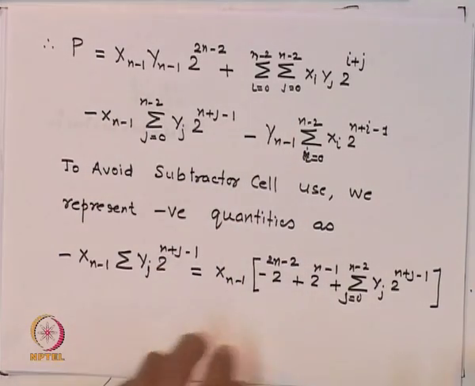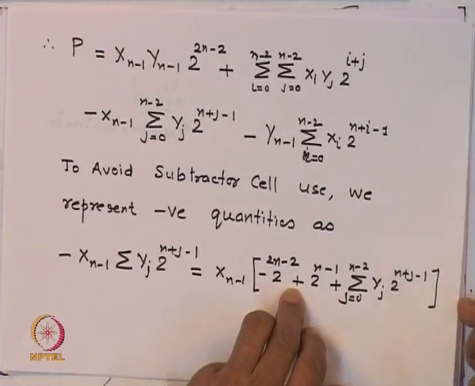These 2 terms are anyway positive terms, and therefore, now we have an interesting situation that we only need positive operations or add operations in this case. And 2 to the power numbers essentially mean the shift operation. Shifting is the shift operation.